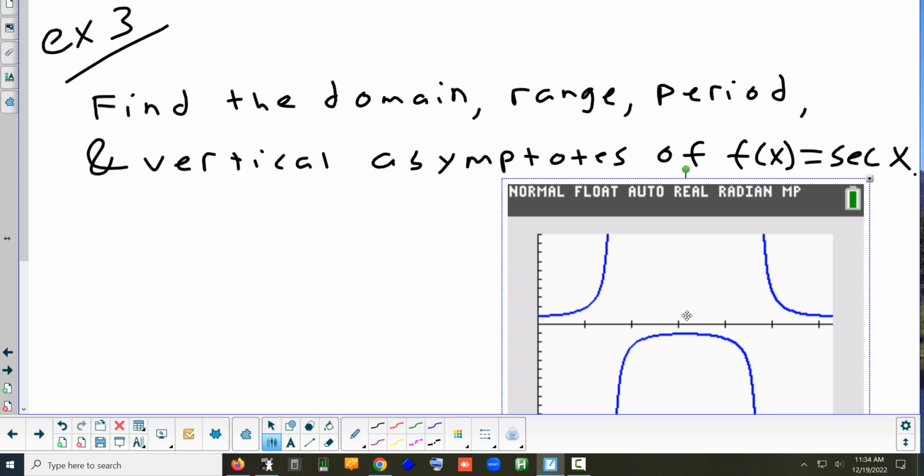So that tells us that if that window is 0 to 2 pi, and you're seeing one full cycle, what's the cycle length of secant? Isn't it 2 pi? Okay. Because it starts at 0, it ends at 2 pi, and you're seeing one complete cycle from 0 to 2 pi. So the period is 2 pi.